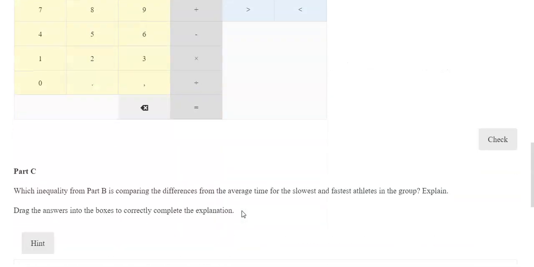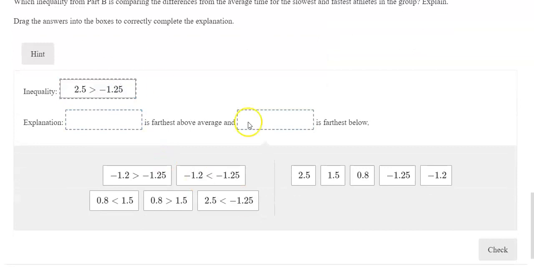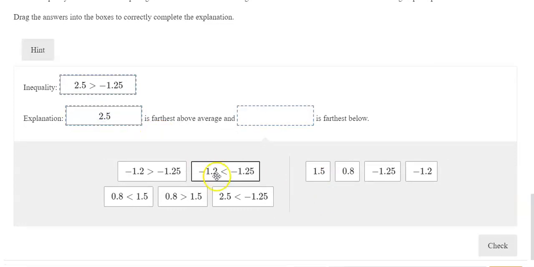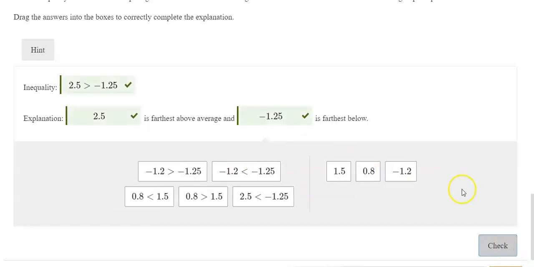So 2.5 is greater than this one. And then over here, 2.5 is the farthest above average, and negative 1.25 is the farthest below average.